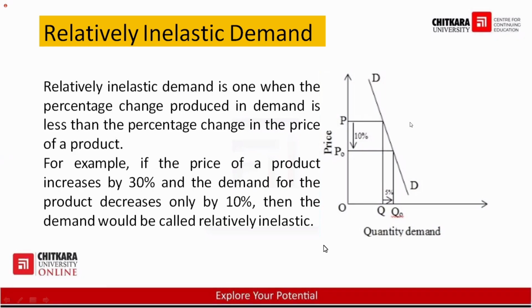It is very much clear from the picture. In the beginning diagram, your price level is OP, your demand is OQ. When your price is decreasing to OP0, your demand is increasing to OQ0, because there is an inverse relationship between price and demand. But the price is decreasing by 10% and demand is increasing by only 5%. It means the change in demand should always be less than change in price.